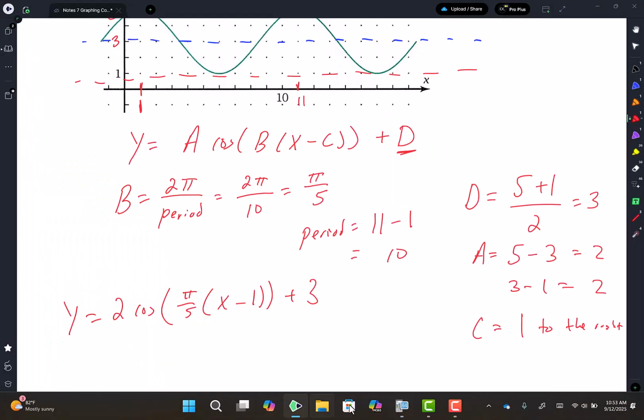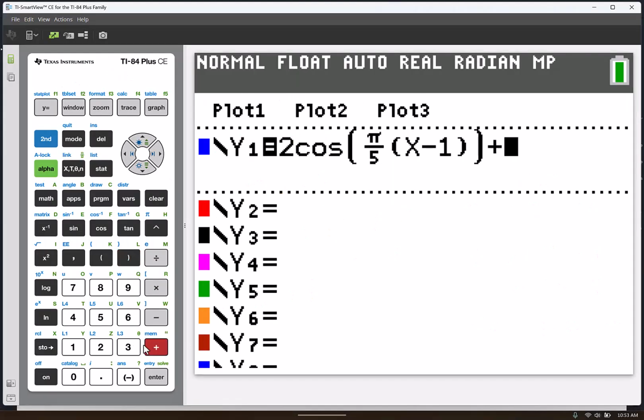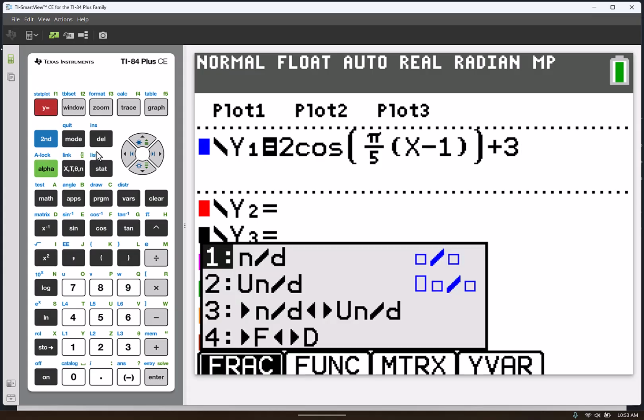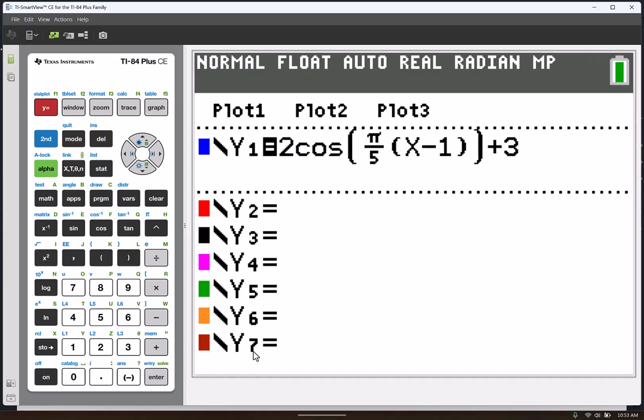And then plus 3. Wait, how do you do the division right on top of each other again? Say it again. The division right on top of each other. Alpha y equals. And then number 1. Yeah, ask me questions, guys. Does everyone look like that?